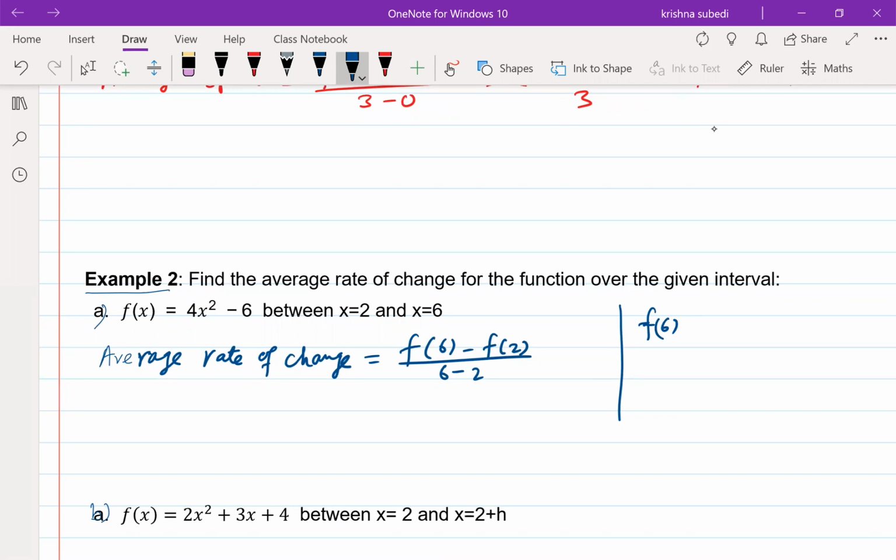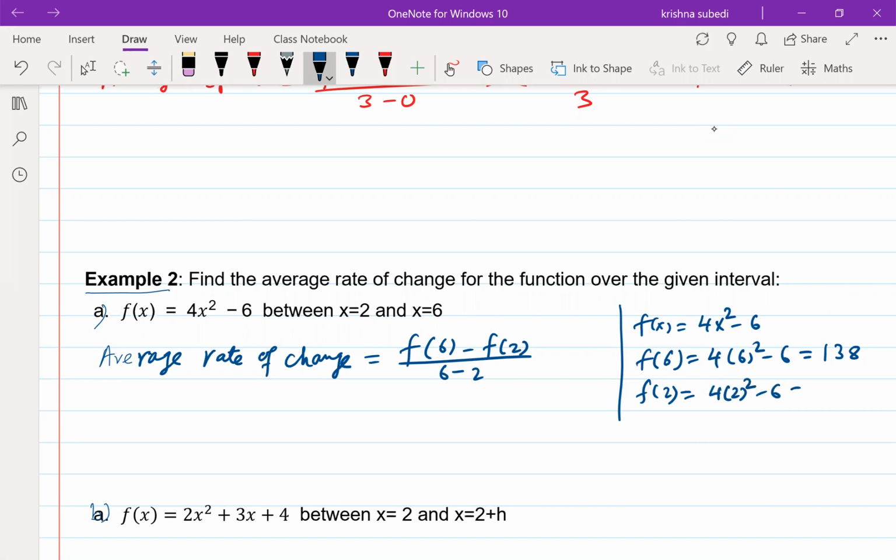F of 6, okay, let me just copy the function here. F of x, which is 4x squared minus 6. So f of 6 will be 4 times 6 squared minus 6, and that's going to give me 138, and f of 2 is going to be 4 times 2 squared minus 6, that is 10.